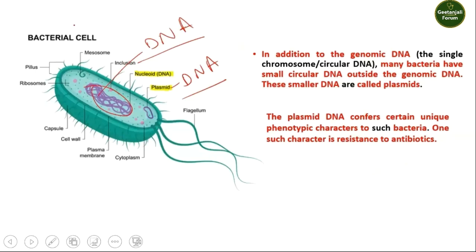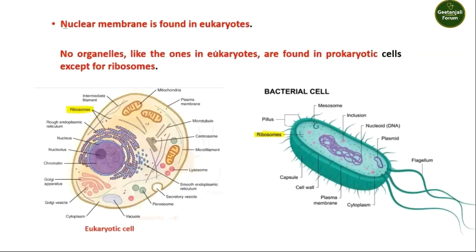Now nuclear membrane. We have seen that there is no nuclear membrane in a prokaryotic cell and all of its genetic material is suspended in the cytoplasm. But a nuclear membrane is found in the eukaryotic cell. This is the nucleus. It is a eukaryotic cell and it has this nuclear membrane surrounding the nucleus. Apart from this, the common cell organelle which is found in both prokaryotic and eukaryotic cells is only ribosome. Ribosome is found in both eukaryotic as well as prokaryotic cells. This is the only cell organelle found in both.